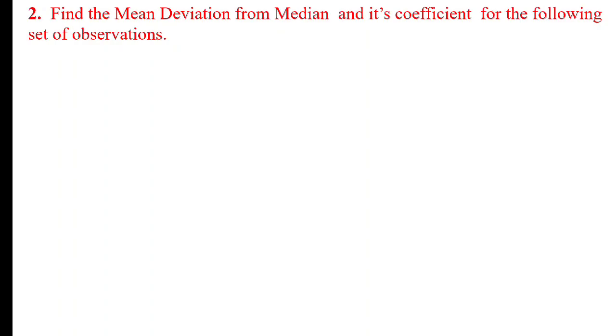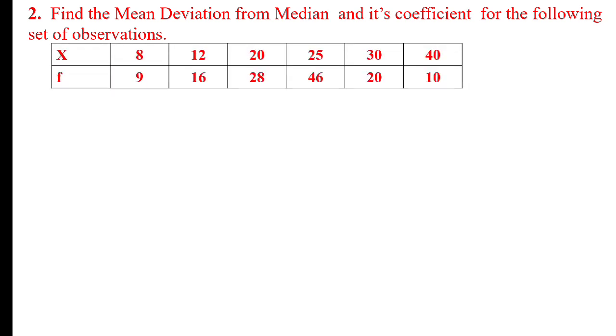Here, another problem we are going to explain: mean deviation from median. How to find? We know very well how to find the median. We studied it in the previous unit. In the same way we are going to apply it. So the problem will be considered: x values 8, 12, 20, 25, 30, 40; f values 9, 16, 28, 46, 20, 10.